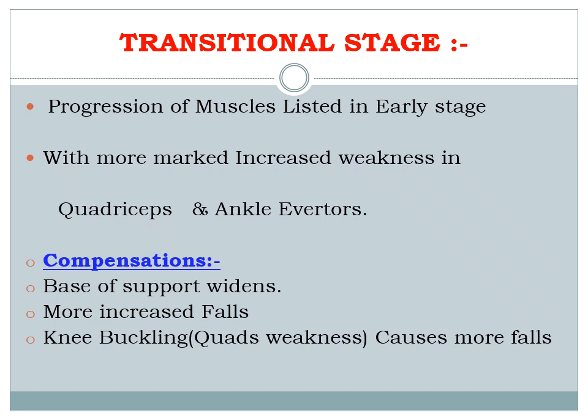The progression of muscle weakness is like the early stage, with more marked increased weakness in the quadriceps and the ankle elevators. In compensation, they widen the base of support, with more increased falls, and then knee buckling due to quadriceps weakness. So there is a chance of knee buckling, which causes more falls in the patient.